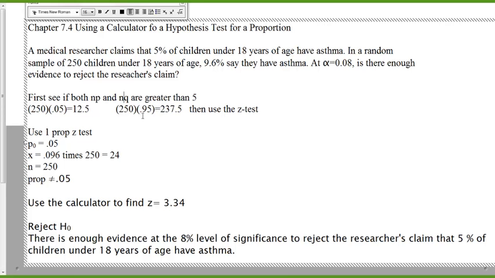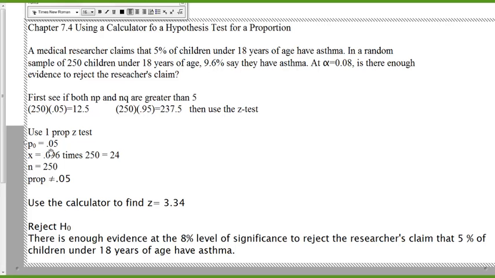So n again is 250. q is 0.95 because you take 1 minus 0.05 and you get 0.95. And that turns out to be a huge number, and so it's greater than 5, so I know I want to do a z-test. So I'm going to go to the calculator in just a few minutes and use the one proportion z-test.